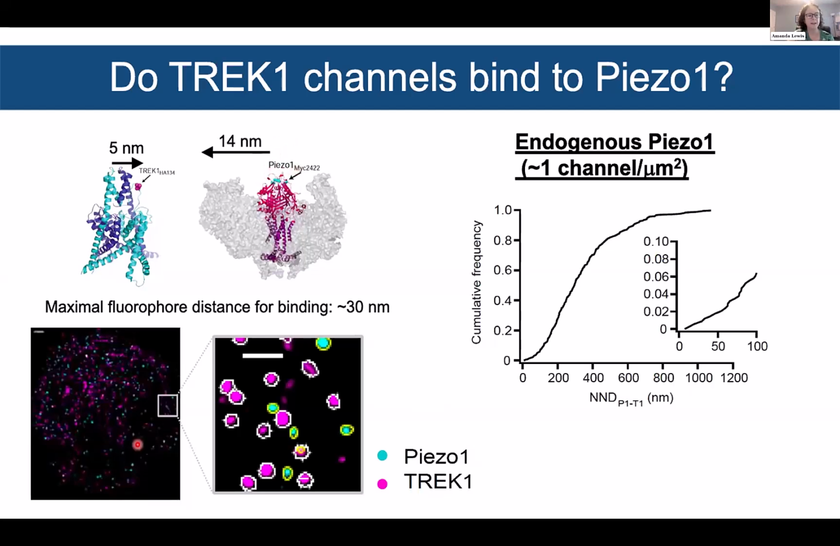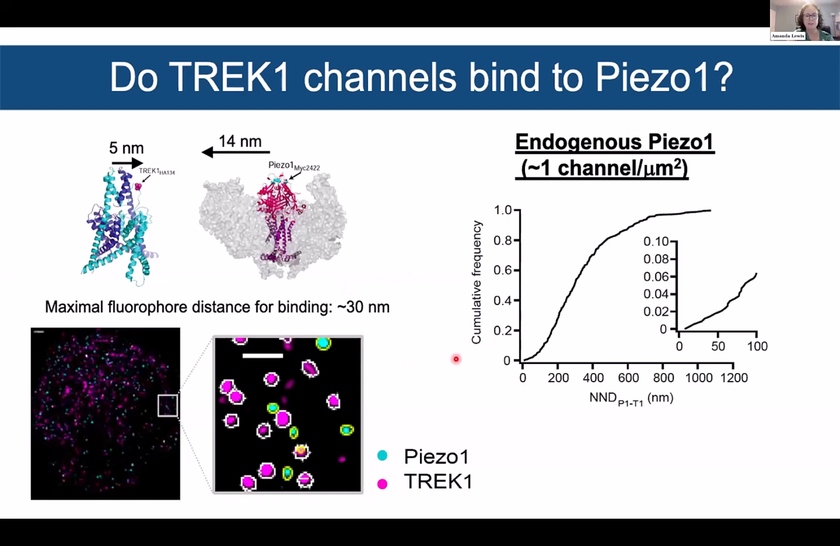And so what Marie did then was deconvolve and segment raw STED images to yield distributions of puncta that look like this, and then measured for each piezo1 channel in cyan, where is its nearest TREC1 neighbor in magenta? Again, with the idea of binding affinity would be seen within about 30 nanometers.